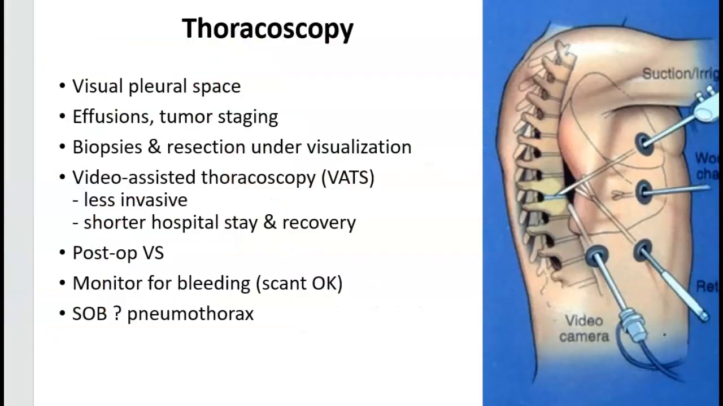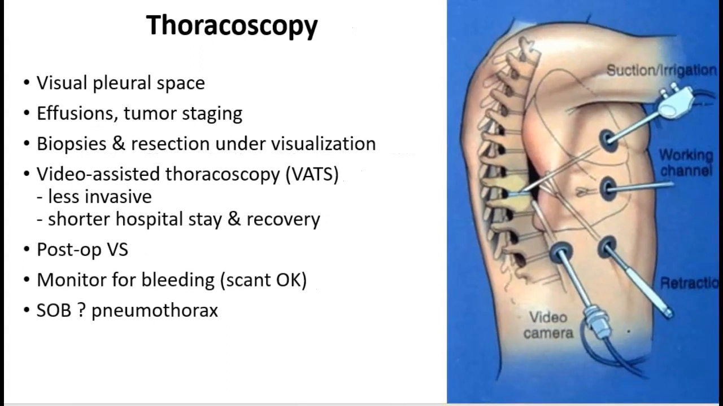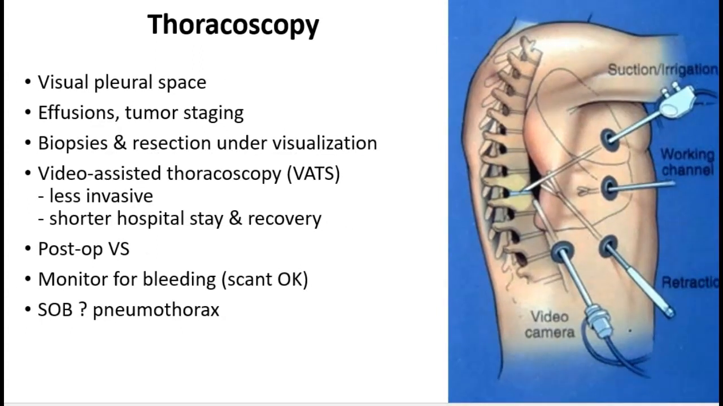The next one we have here is a thoracoscopy. That's okay. So the thoracoscopy. Basically, you can see here, this is what we saw before. It's a VATS, and what do we expect to see here?